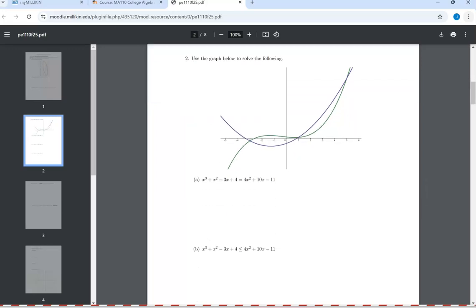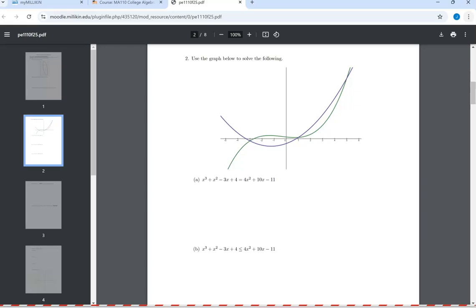This was on a Moodle quiz as well, right? This one's got a couple of graphs given to you and then asking you to solve equations and inequalities. For any of those, what are the important points that you're looking at? Where they cross, right? So the important x values here are going to be -3, 1, and 5 over off to the right.